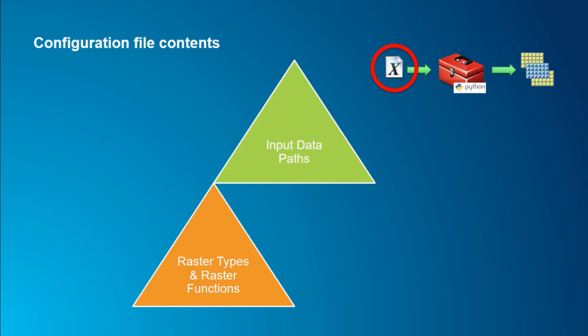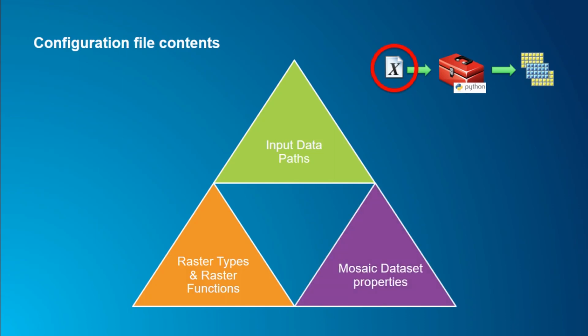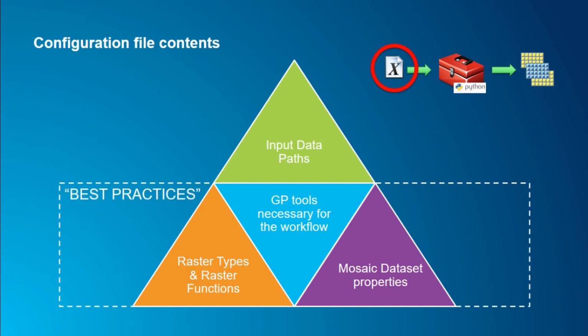If you're familiar with the Mosaic dataset, it's very important to choose the proper raster type before you ingest data. The Mosaic dataset properties, of course, are where some of the best practices are located or stored, and then we wrap all of those into one single tool to call all of the necessary geoprocessing tools. And this is probably obvious by this point, but that's where the best practices are captured.